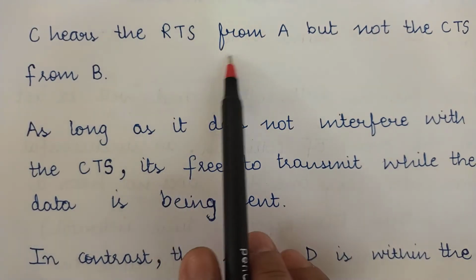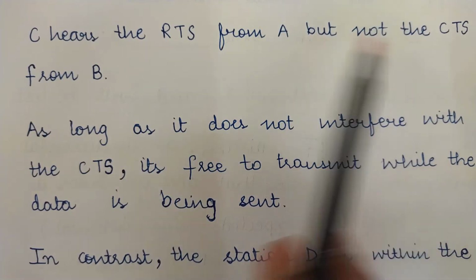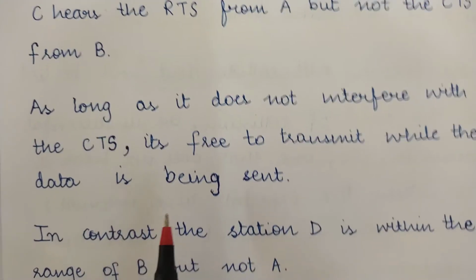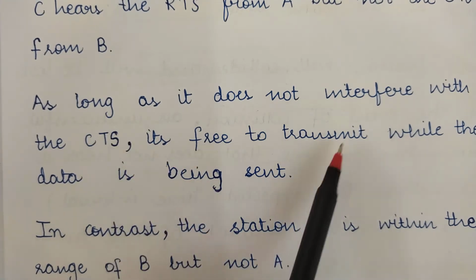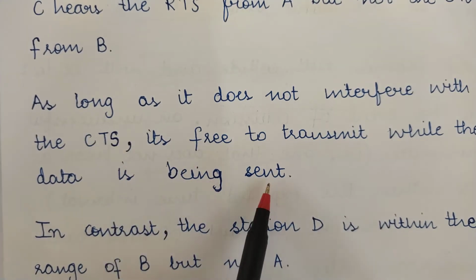Now see, here's the RTS from node A but not the CTS from node B. As long as it does not interfere with the CTS, it's free to transmit while the data is being sent.